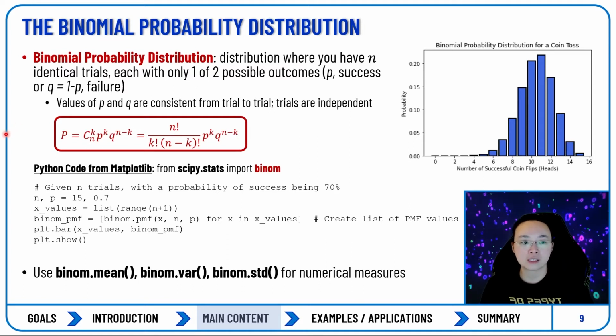So we call the probability of success p, and we call the probability of failure q, which is equal to 1 minus p. The values of p and q must be consistent from trial to trial because the trials are independent. So based on that, if we do have a binomial experiment, we can use the binomial equation to calculate the binomial probability distribution. So I have it presented here.